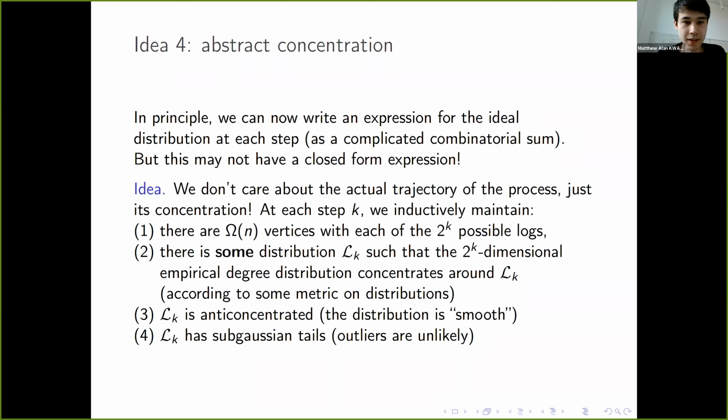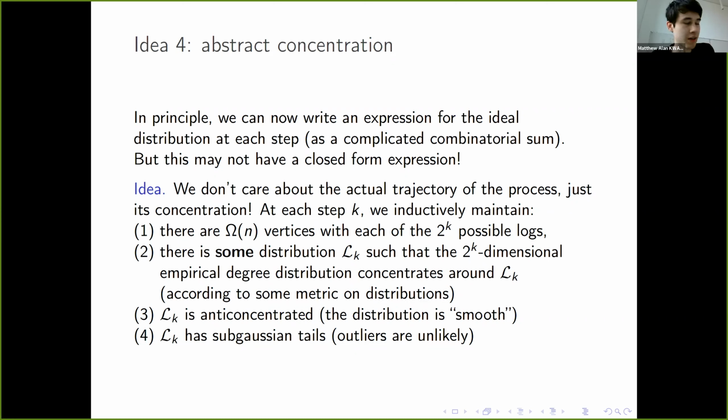So our final idea is that, that would be what you would have to do if you actually wanted to understand the trajectory of the process and what is happening at each step. But we don't care about that. All we want is concentration. So it would be nice if concentration at step k implied concentration at step k plus 1 in some black box way. It's not quite as simple as that, but you just need to maintain a little bit more information that you can carry along inductively as you continue the process.